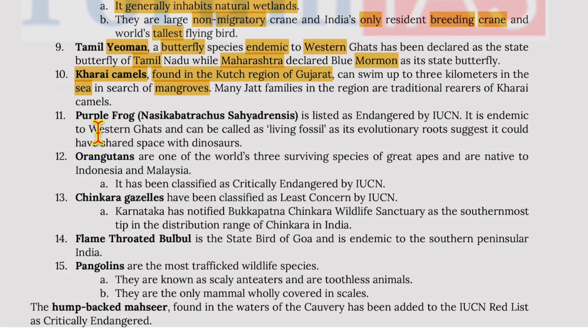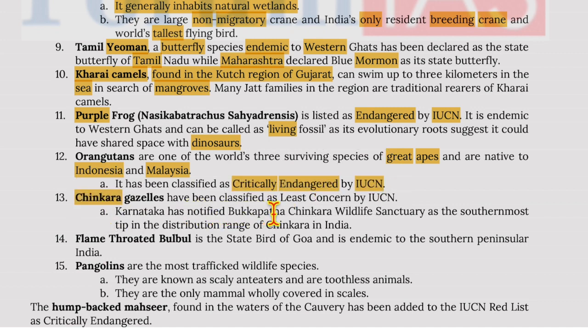Now, moving on to the purple frog. It is listed as endangered by IUCN. It is endemic to the Western Ghats and can be called a living fossil, as its evolutionary roots suggest it could have shared space with dinosaurs. Now, orangutans are one of the world's 3 surviving species of great apes and are native to Indonesia and Malaysia. It has been classified as critically endangered by IUCN.